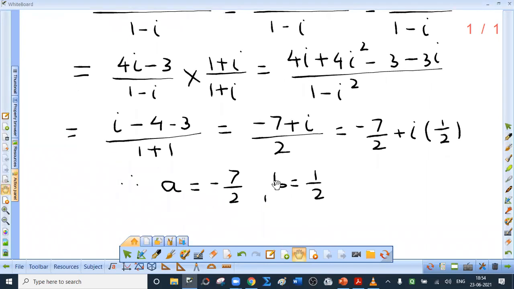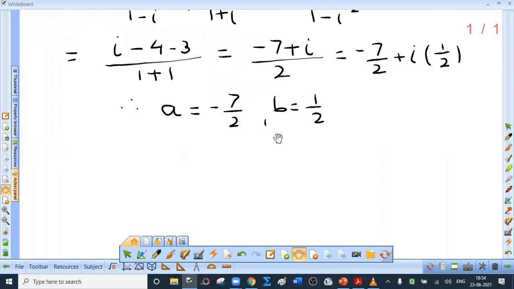Very good. All the students have written, rather typed, the correct answer. Good, good.